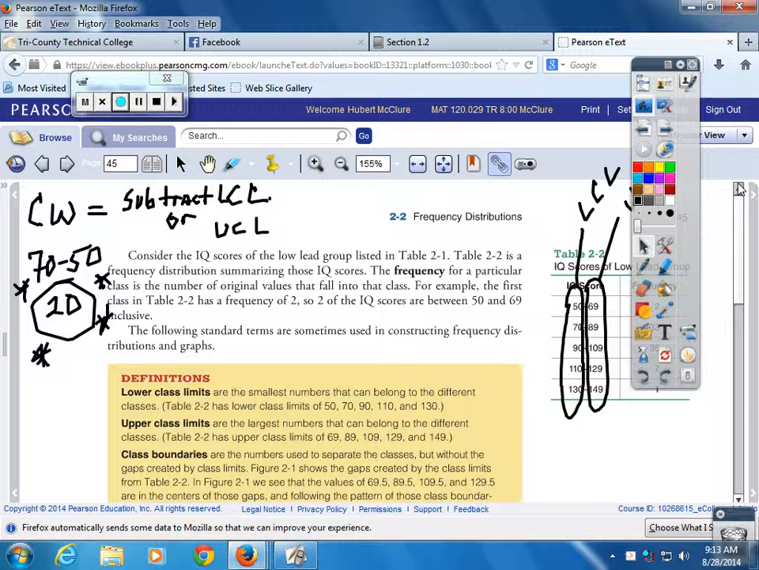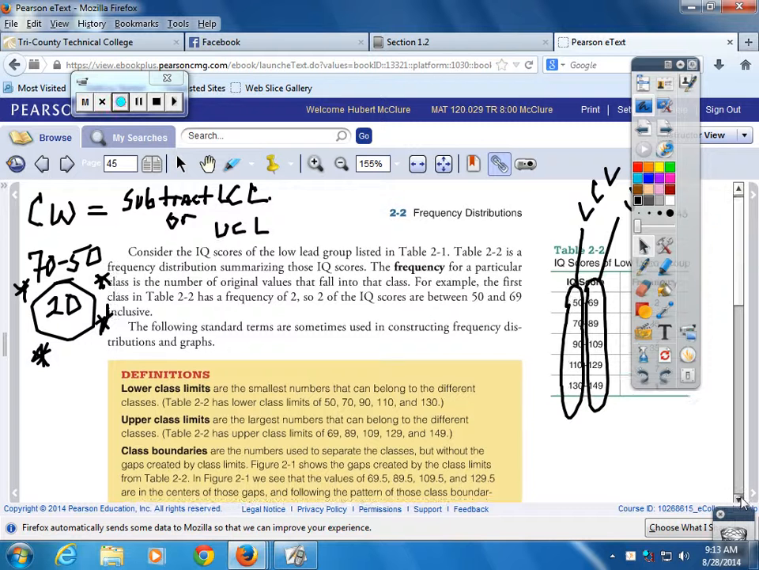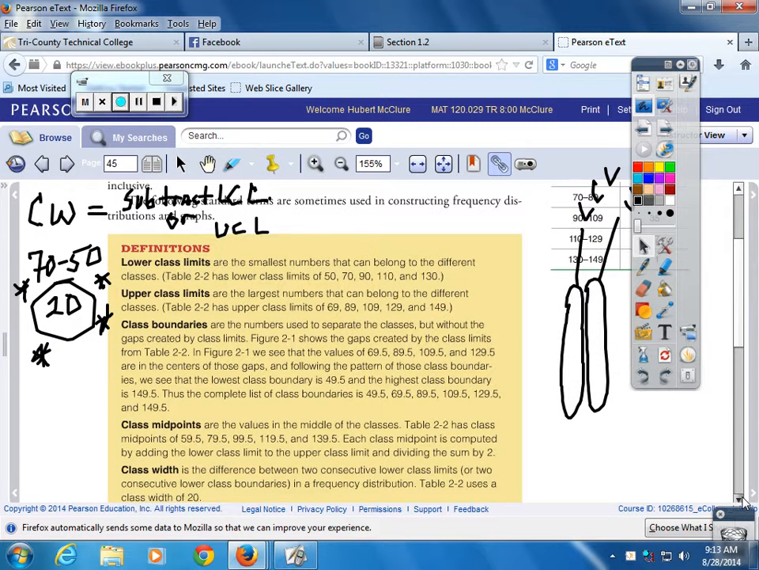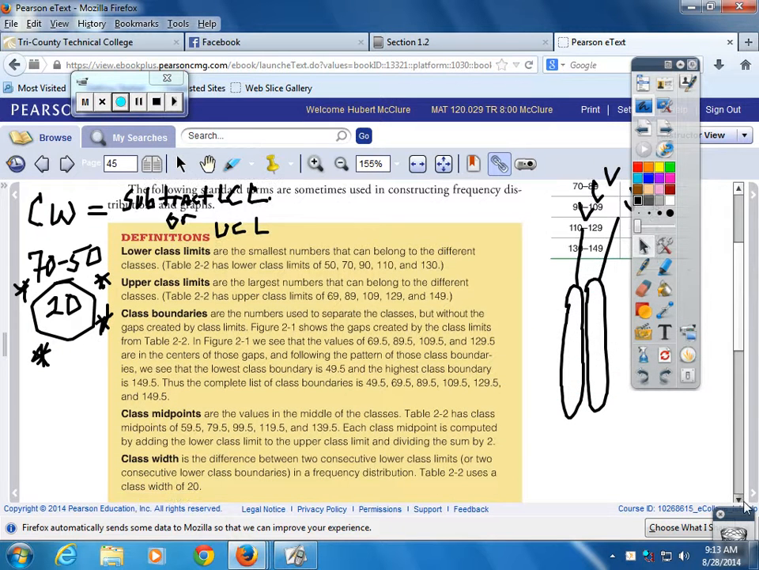So let me go back to the definitions. We have lower class limit, upper class limit, and class width. Lower class limit, upper class limit, and class width. They're done. Now we just have to find the midpoints.